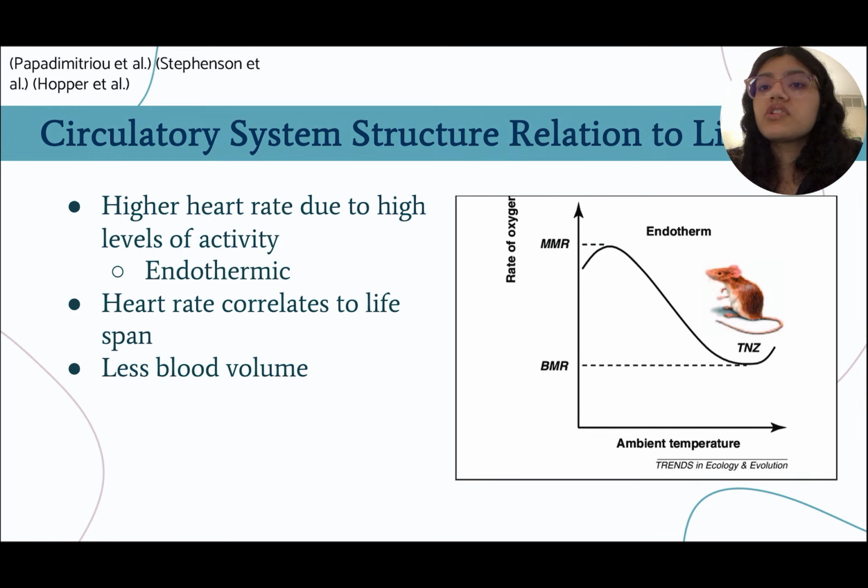So how does the circulatory system of the rat relate to its lifestyle? To begin with, it has a higher heart rate of around 260 to 450 beats per minute, which is significantly higher compared to humans. And this is due to their high levels of activity at night, being foragers and scavengers, trying to get as much food as they could get.